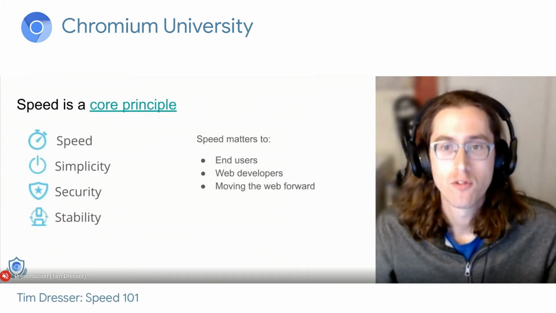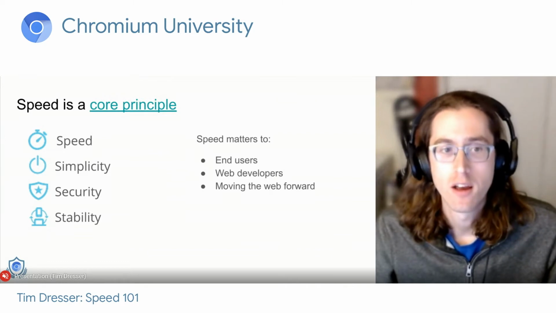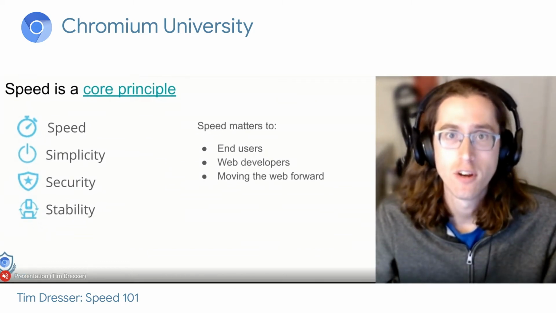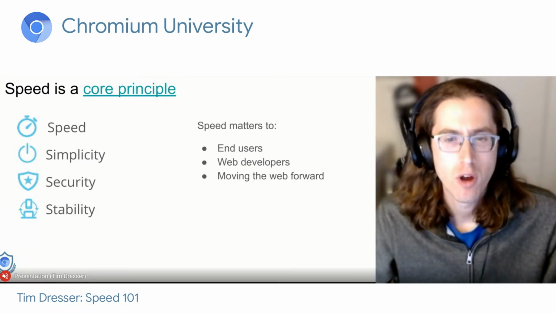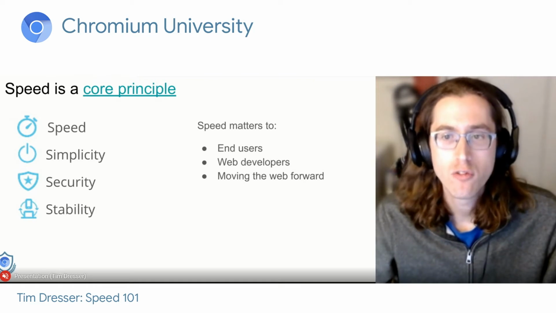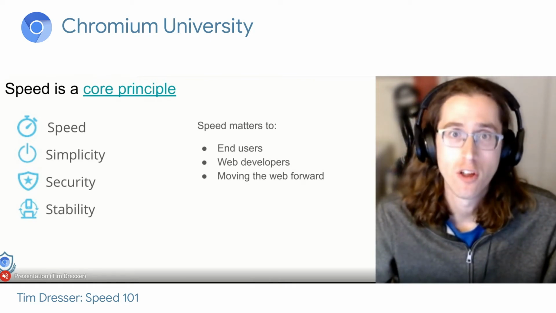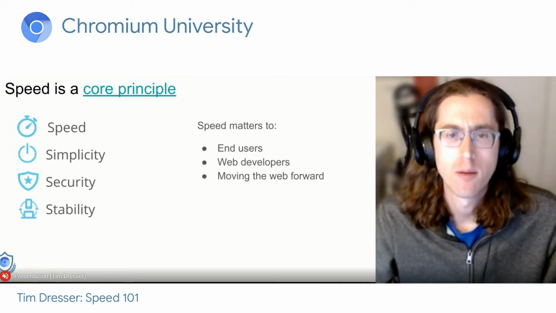Speed has been one of Chromium's core principles since the beginning, along with simplicity, security, and stability. Speed is super important to our end users, as well as web developers, and positioning the web as a viable app platform. Speed is important to enabling the web to make information universally accessible, whether the user is on a 2G connection with a $50 Android phone or a shiny new laptop.